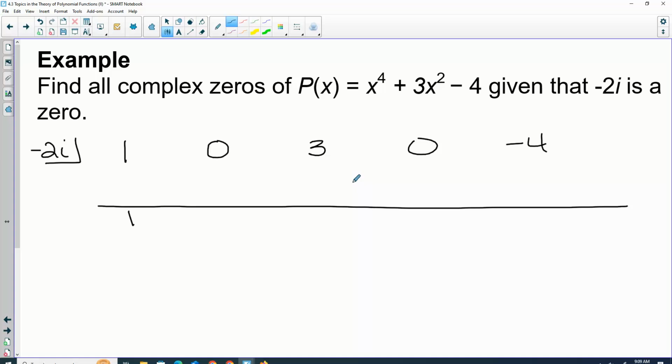Then we multiply. So 1 times negative 2i is negative 2i. 0 plus negative 2i is negative 2i. When I multiply, I get 4i squared, which is negative 4. 3 plus negative 4. Multiply. Negative 1 times negative 2i is positive 2i. 0 plus 2i is 2i.